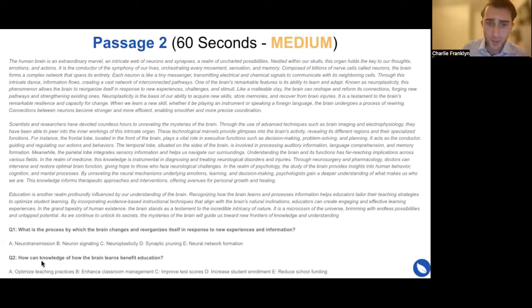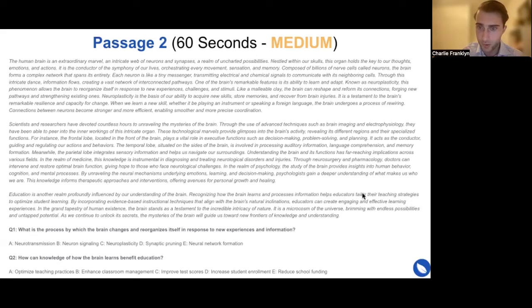And so question 2 was, how can knowledge of how the human brain learns benefit education? Looks like for this one, a lot of students have gone with a few C's, A, yeah. And so let's look, how can knowledge of how the human brain learns benefit education? What I would quickly do is I'd quickly look at the piece. You can see here this paragraph starts with education. So that's a big clue that probably this is where the information is going to be housed. I quickly scan through here. Education is another realm profoundly influenced by understanding the brain.